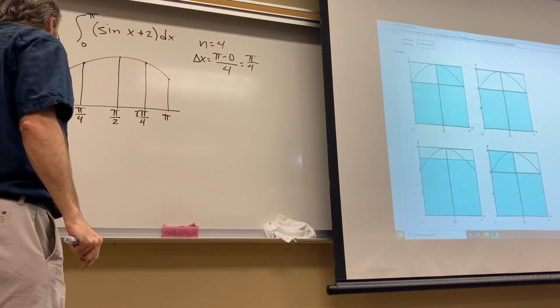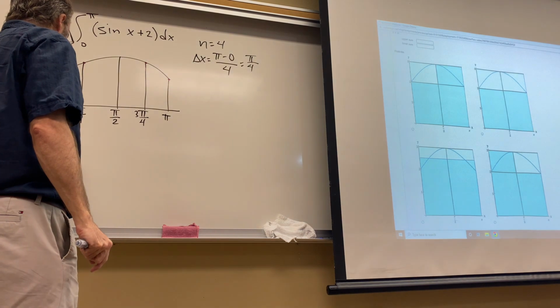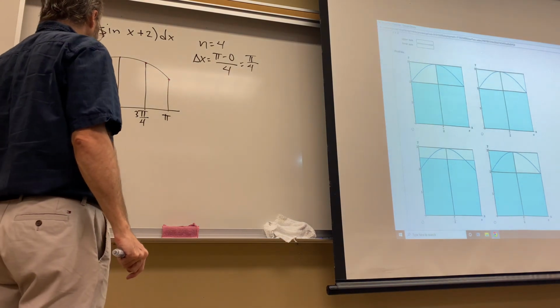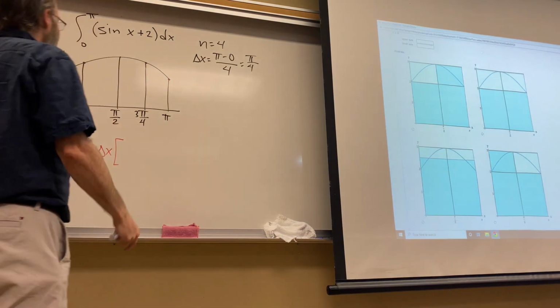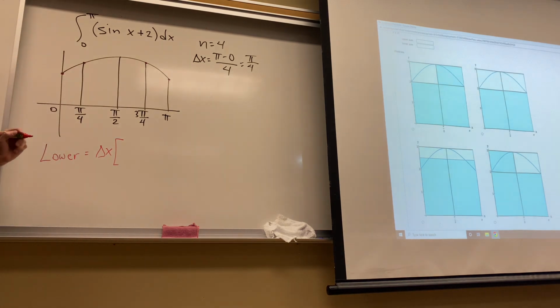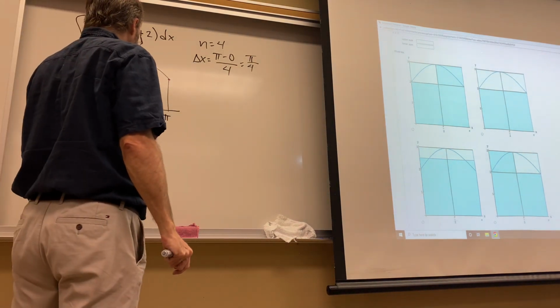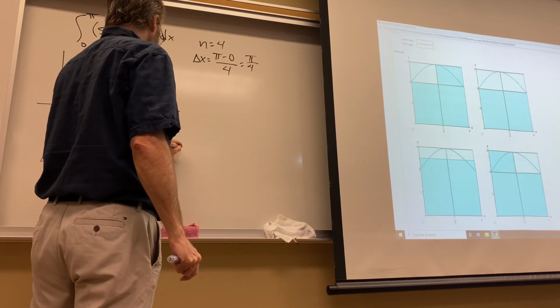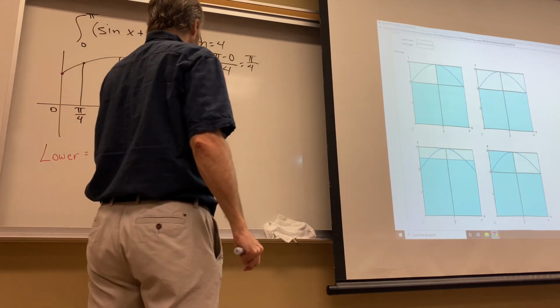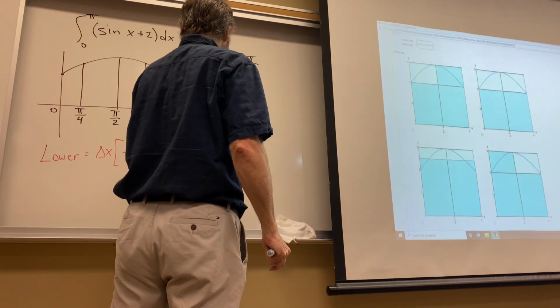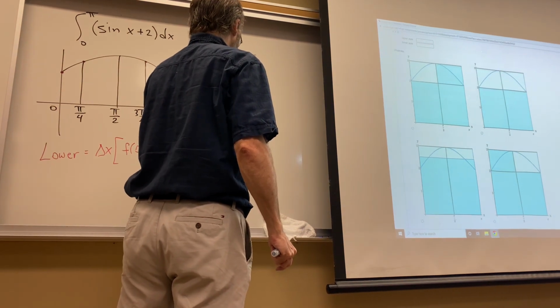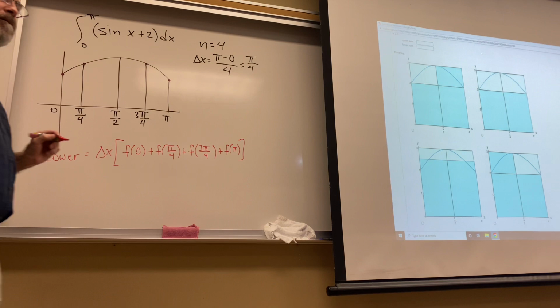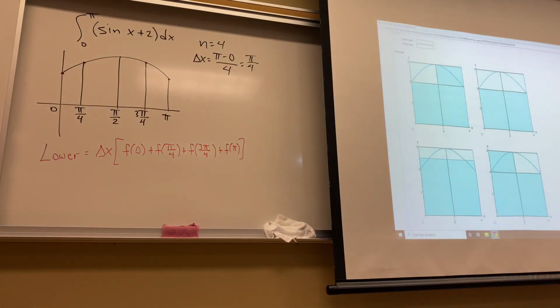So our lower sum is going to equal delta x. It's always delta x. And then all we need to do is add up the values of the function where I just put those red dots. So this is going to be f of 0, f of pi over 4, f of 3 pi over 4, and f of pi. Is everybody okay with that?